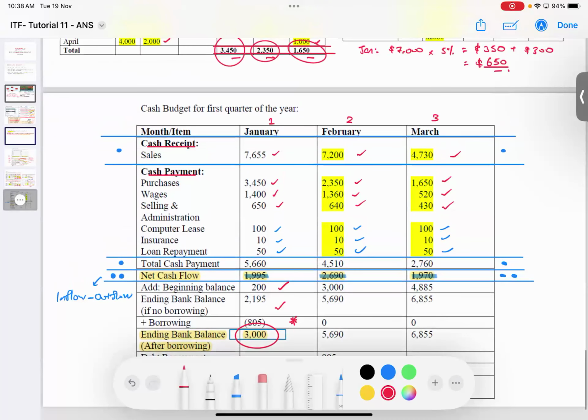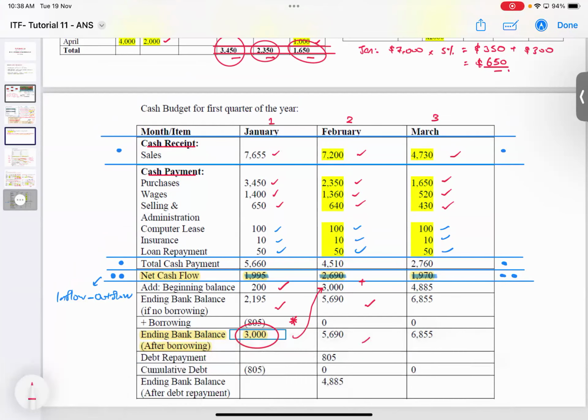Now we can carry forward these 3,000 here to February. So you calculate the ending balance for February. You add these two together and you get the ending bank balance. Now with this ending bank balance ready, you can pay off the debts. You pay off these debts and you get this amount, 4,885. This amount can be carried forward to the following months and added up together. You get this ending bank balance. So this is the final answer.